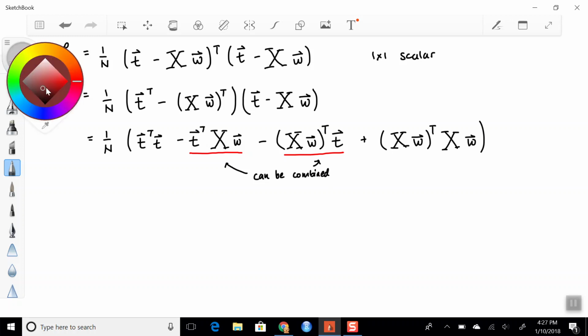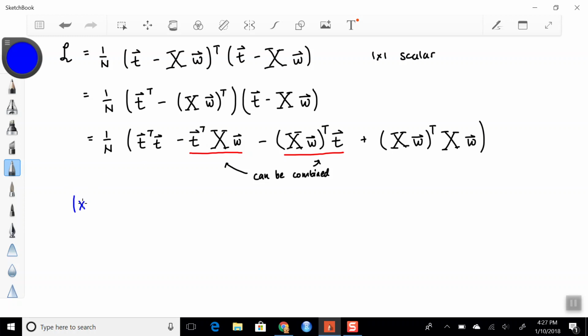Okay, so here's a little bit of an aside on how those two things can be combined. If I take this XW transpose T, applying the transpose, this becomes W transpose X transpose T, okay?